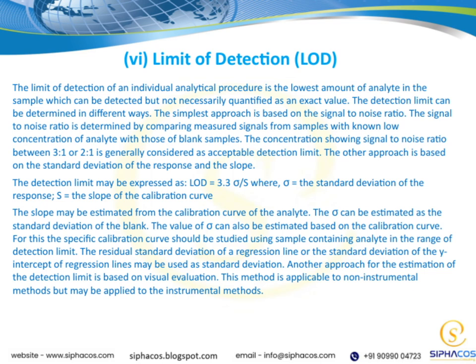The standard deviation, sigma, can be estimated from the blank samples or directly from the calibration curve, especially if we analyze samples within the detection range. We often use the residual standard deviation of the regression line or the standard deviation of the y-intercept to get an accurate estimate. Finally, there's also a visual evaluation method, which is particularly useful for non-instrumental techniques.